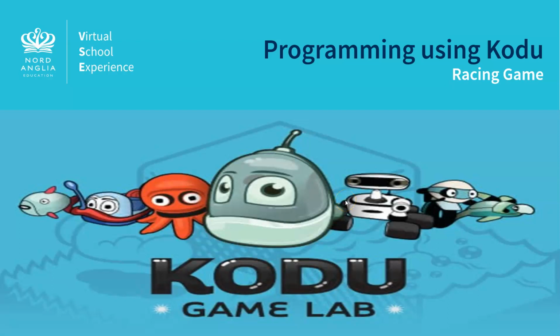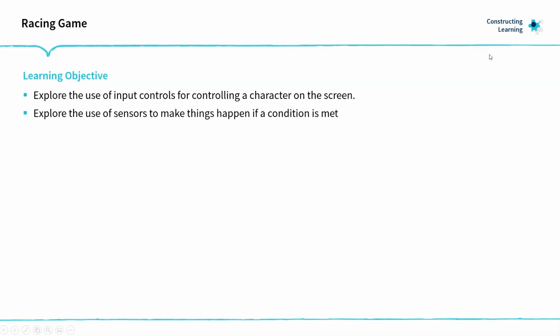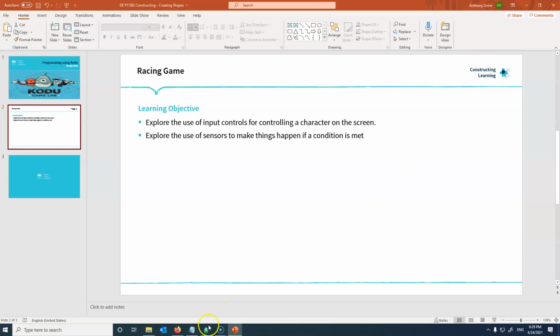Welcome Nord Angus students, and in this tutorial we're going to look at producing a racing game using Kodoo. For this tutorial we're going to be exploring the use of input controls for controlling a character on the screen, and we're going to explore the use of sensors to make things happen if a condition is met. So let's have a look at Kodoo.